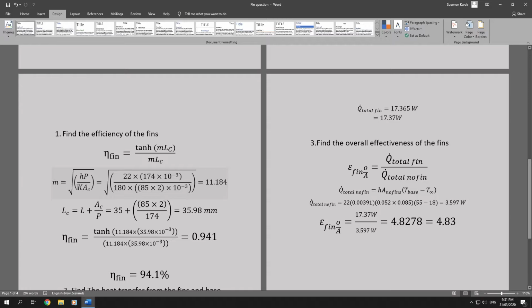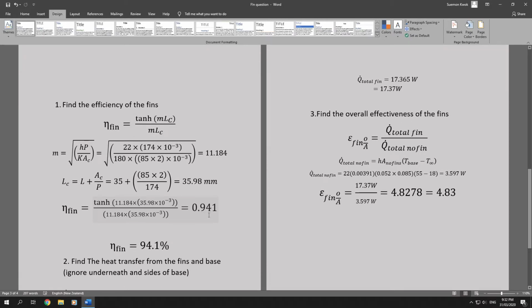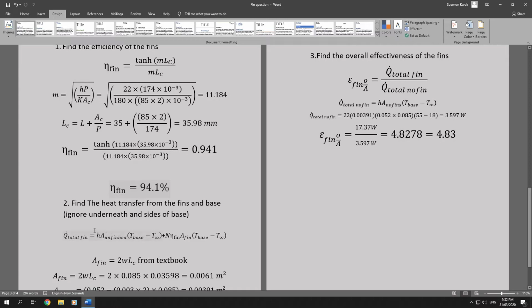So to find M, it's just the square root of h times perimeter divided by k times cross-sectional area. And then you'll get this number, plug and play. Same, just follow this formula, L plus cross-sectional area divided by perimeter. And then you should get this percentage, 94.1% efficiency.